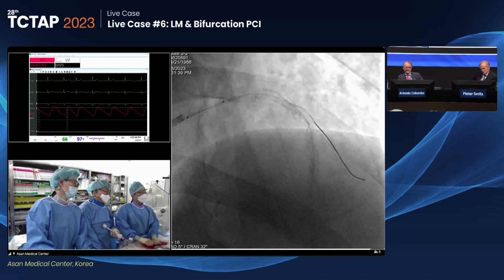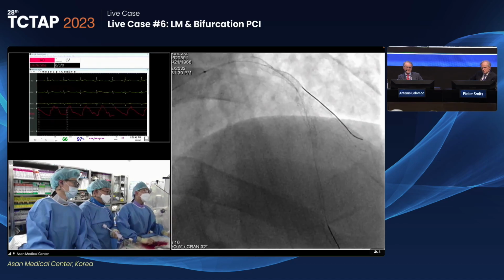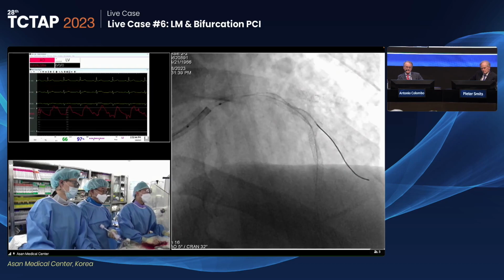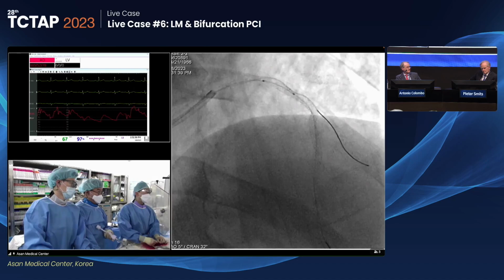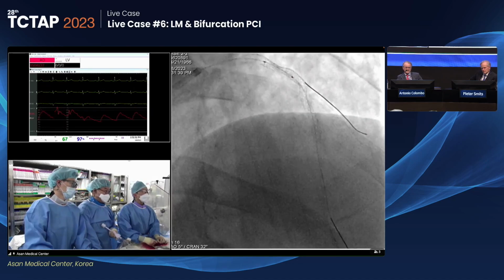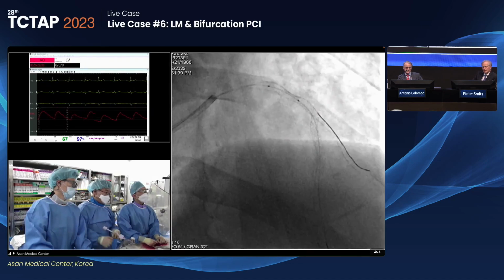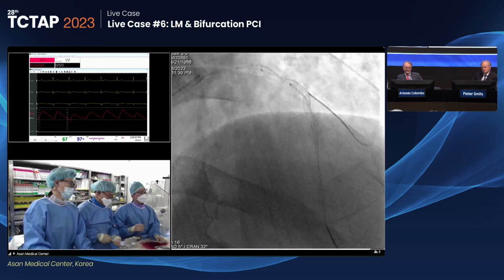Maybe crisscross with two wires. If I inflate the balloon, I can touch the crossing at the left main. Will it be okay? Yeah, low pressure is going to caress the left main. Okay, I just changed the angle. You got it and crossed. Congratulations. Okay, 2.5. Is this 3.0 or 3.5?